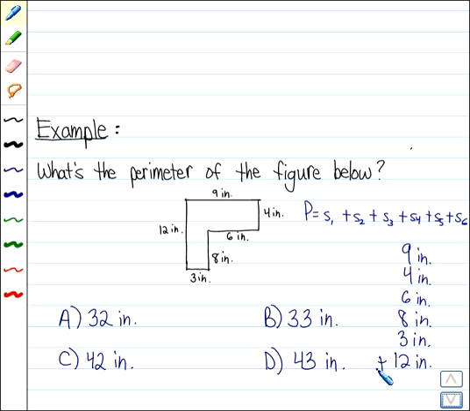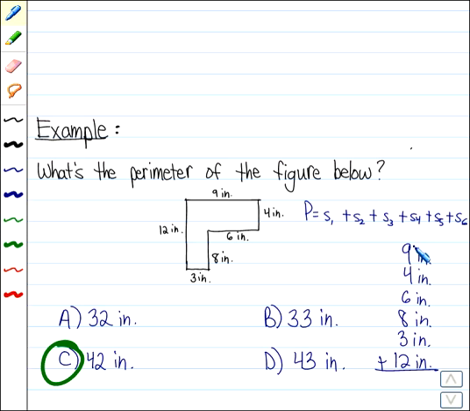Okay, go ahead and add those up to find the perimeter and tell me, is my answer going to be A, 32 inches, B, 33 inches, C, 42 inches, or D, 43 inches? Great work. You should have said C, 42 inches.